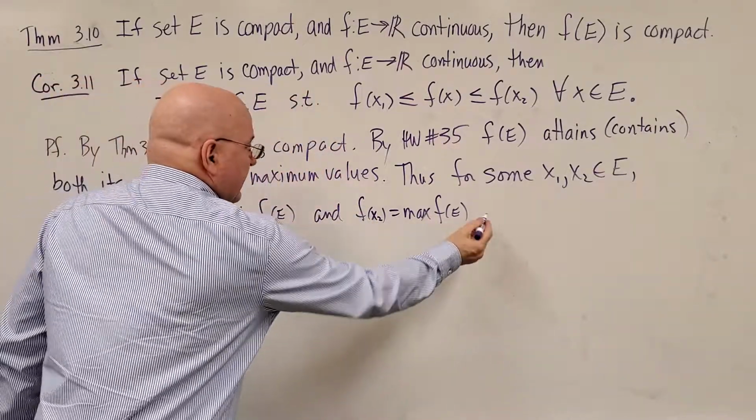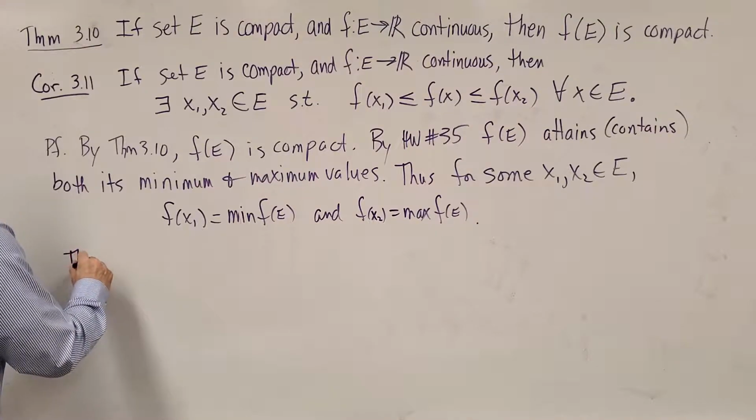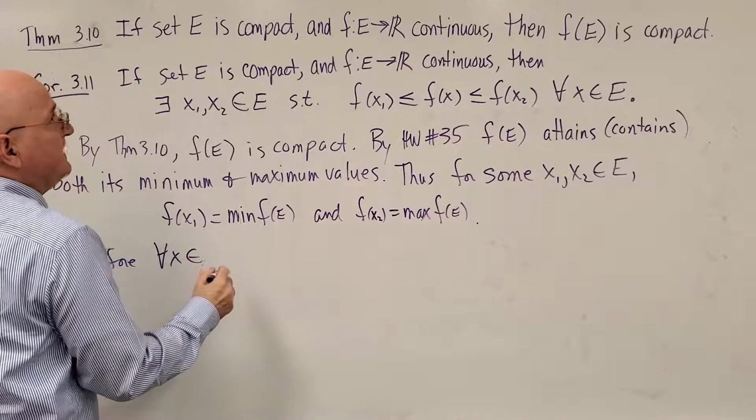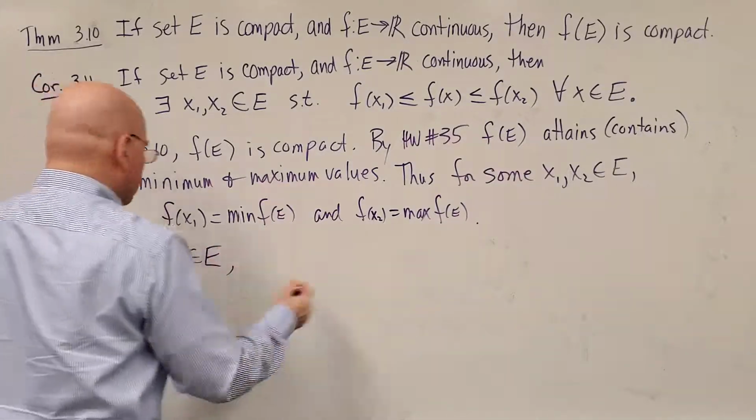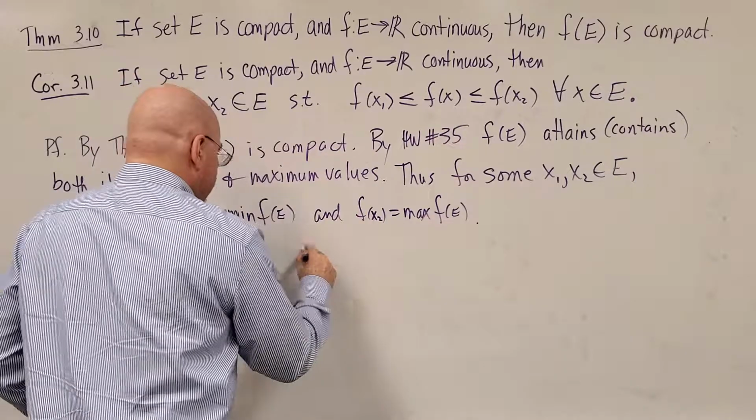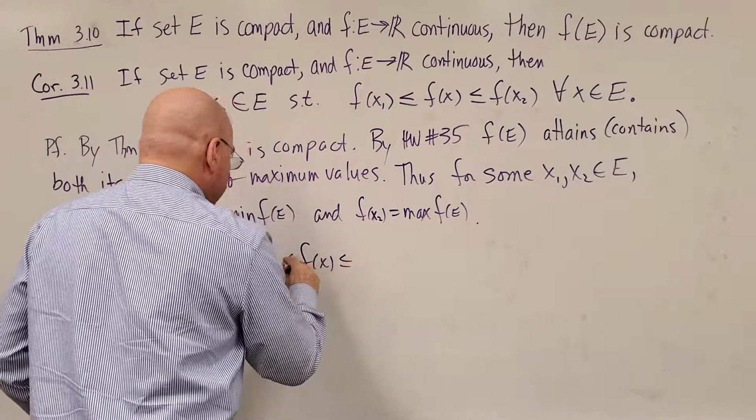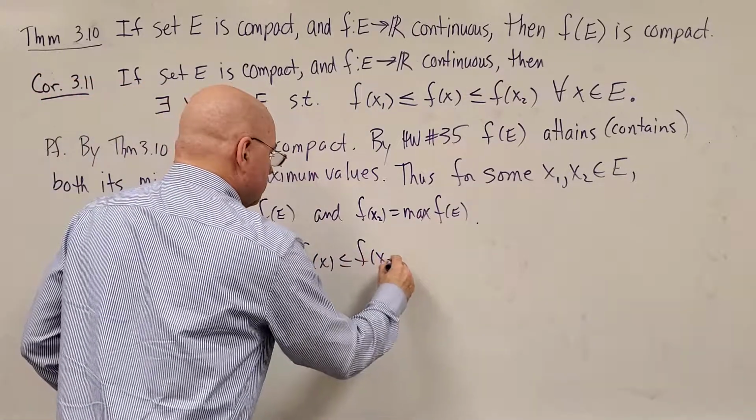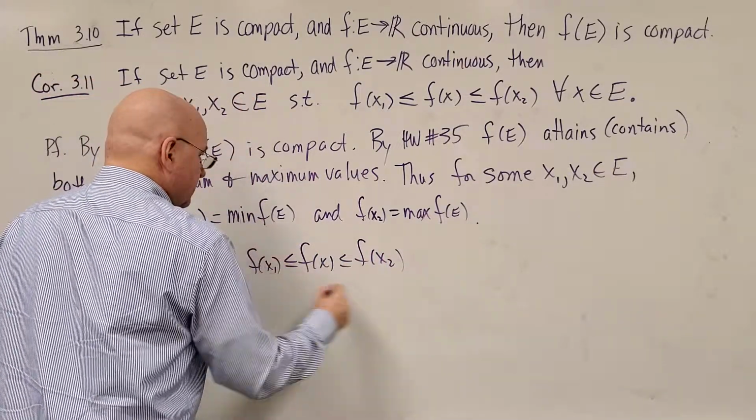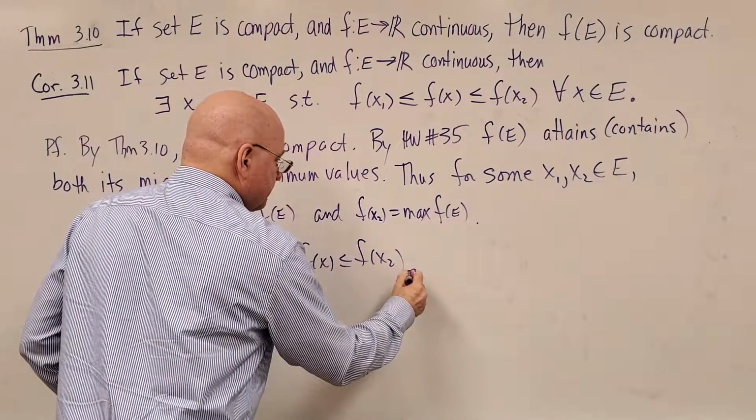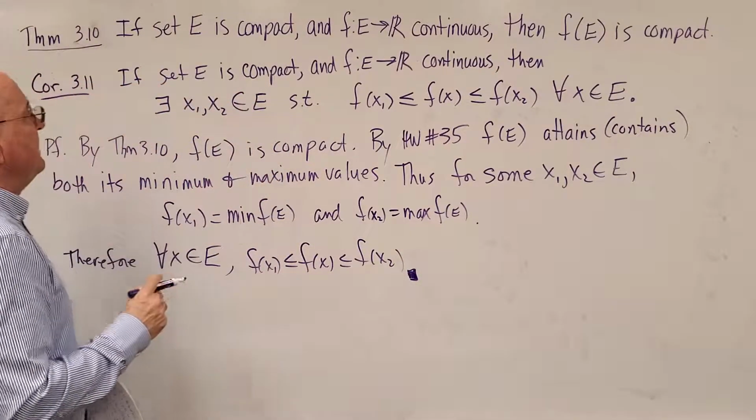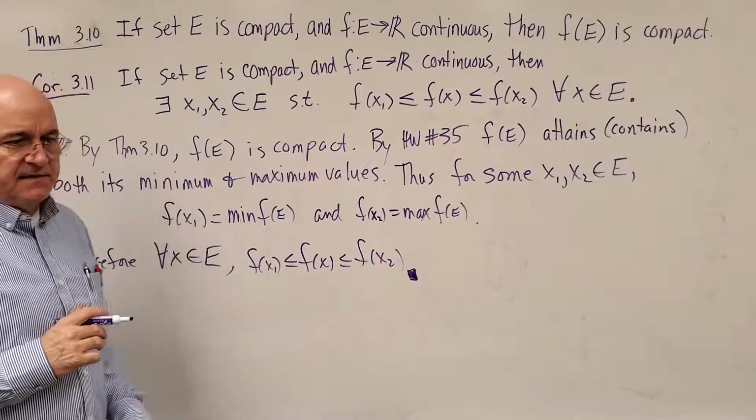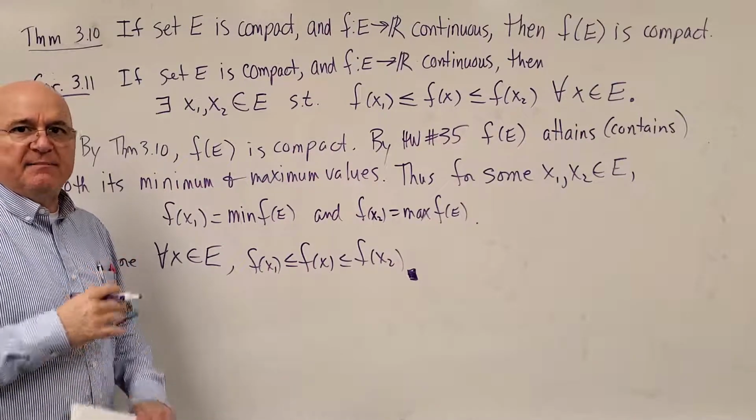All right, one more line and we're done. We've basically done all the hard part. Therefore, for all x in the domain, which is E, we have f of x falling in between, inclusively in between, I guess. So again, a continuous function on a compact set contains its minimum and maximum values.